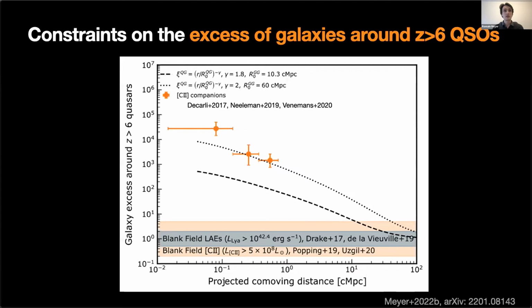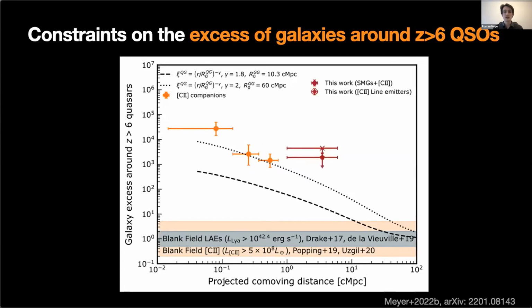So here are the C+ companions revealed by ALMA pointings on these quasars. And you can see already that the fact that we see companions in most or half of the quasars is very, very overdense compared to a random pointing in the blank field. And then we have our results here on the SMGs. Again, we're constraining the very large scales here, 5 comoving megaparsecs, and here the LAEs combining Farina and our work.